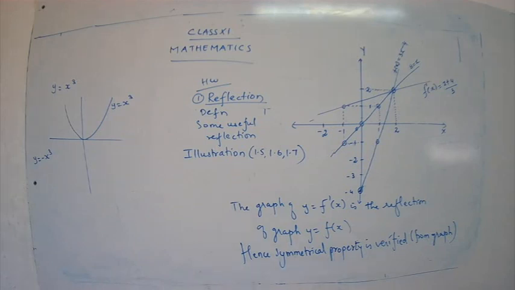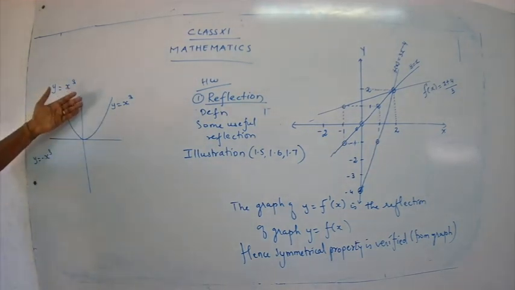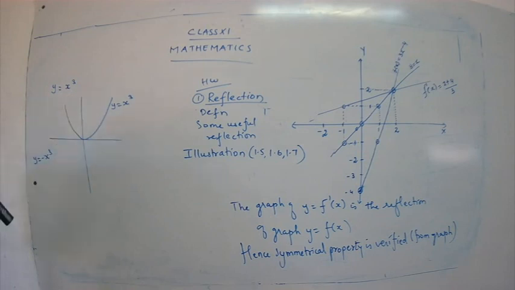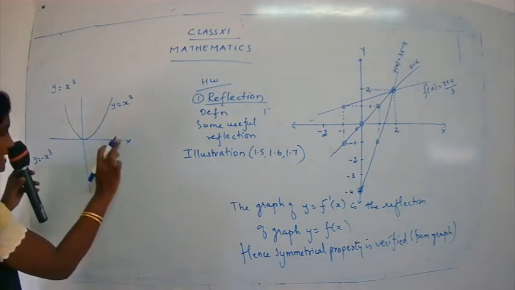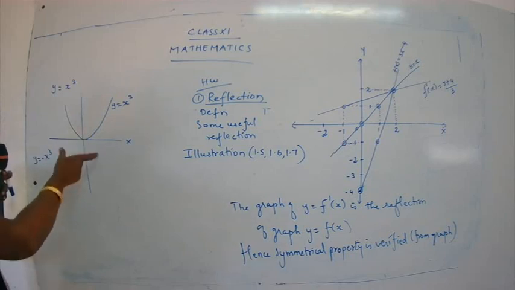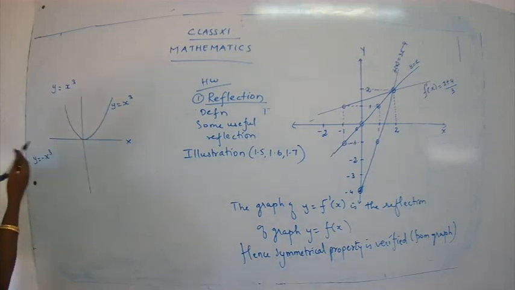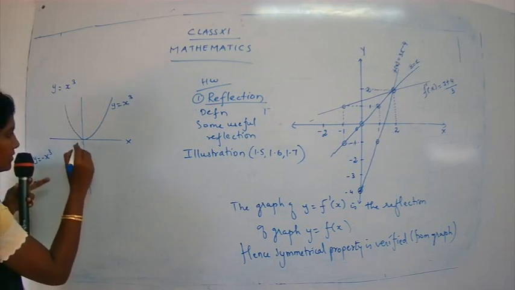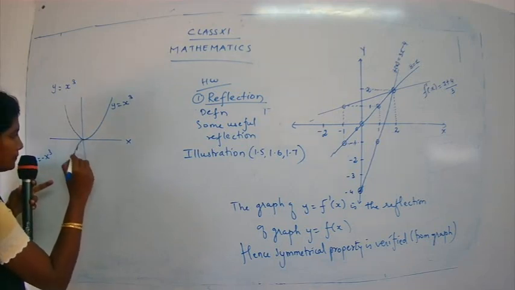So for this purpose, we have to read the first line of the reflection. What's the first line? The graph y is equal to minus f of x is the reflection of the graph of f about the x-axis. So that is where it gets reflected. It's going to get reflected about the x-axis. So where is the x-axis, children? So this is our x-axis. So it is going to get reflected in the x-axis. So how do you get a graph? You get a graph like this. So this part turns to be like this.